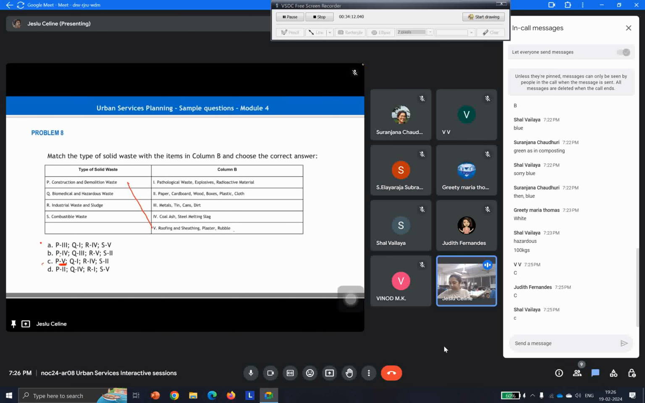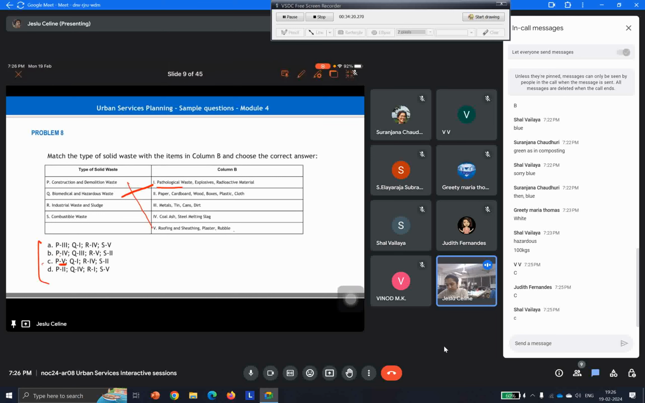Q, biomedical and hazardous waste. So yes, that is pathological waste, explosive, radioactive materials, all that comes under it. Pathological waste: pathogens, we know, are the disease causing organisms. So yes, it's there in the wording itself. Then we have industrial waste and sludge. So you have coal, ash, steel, melting slag. Again, we are talking about industrial waste and sludge, and then we have slag, melting slag, which is given.